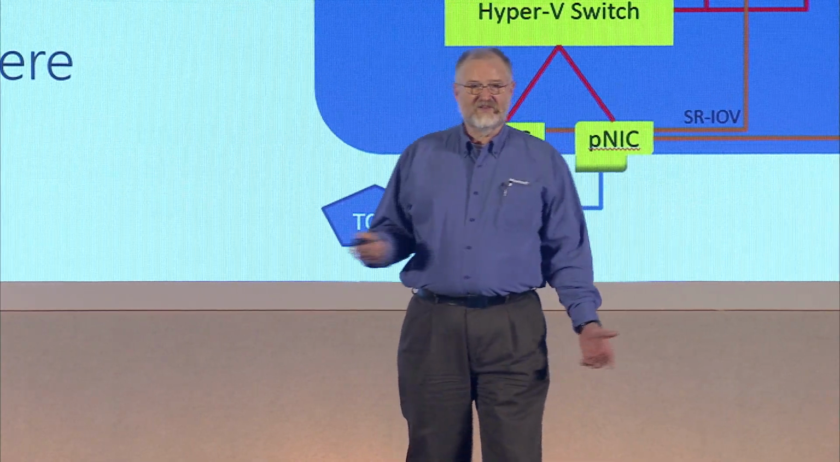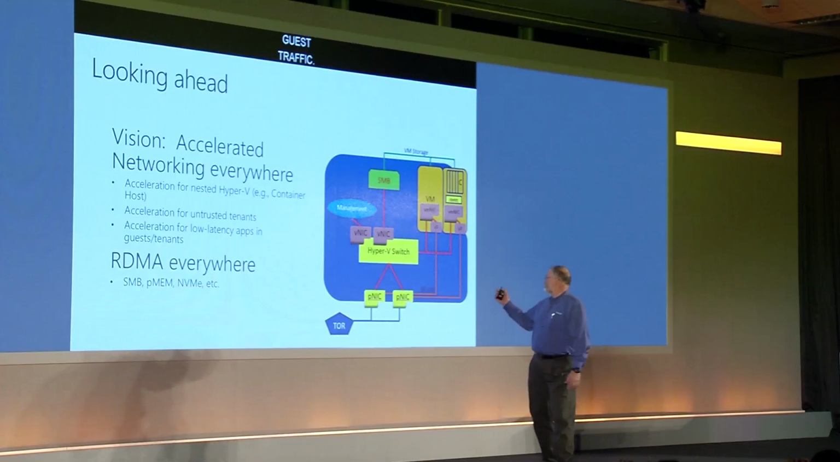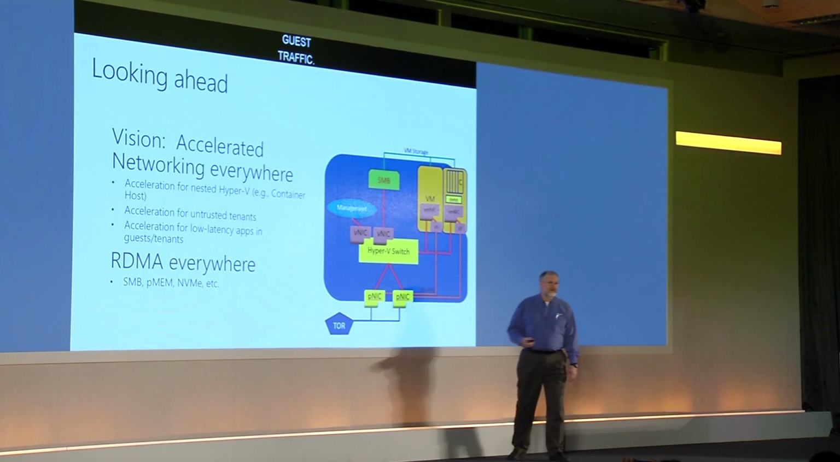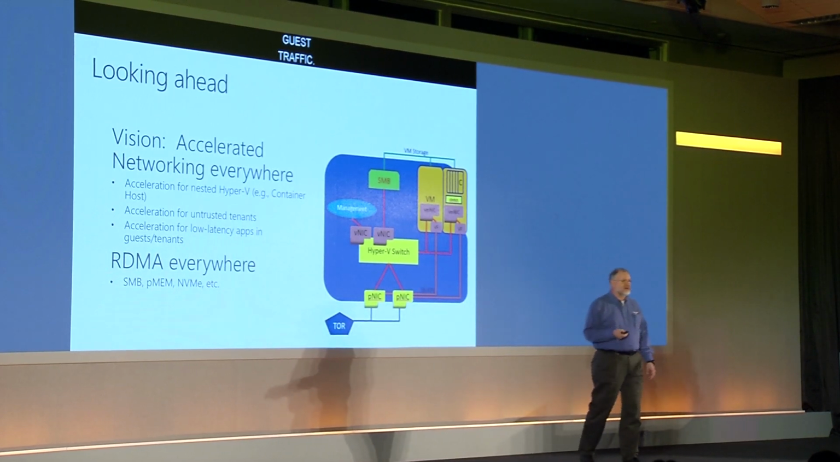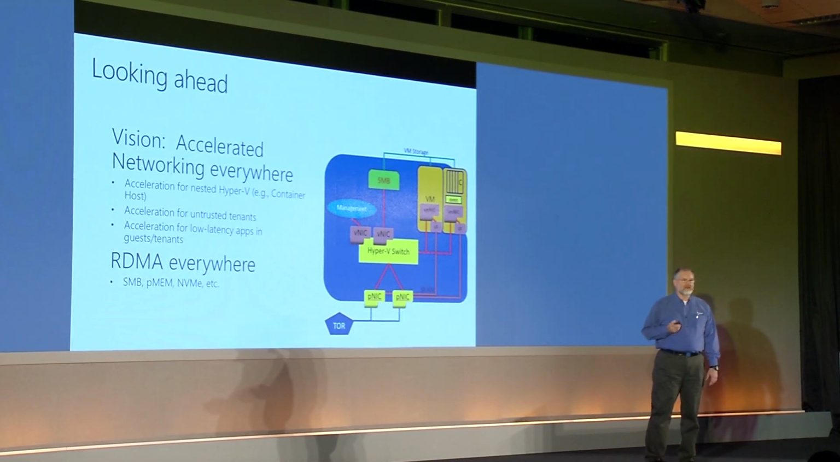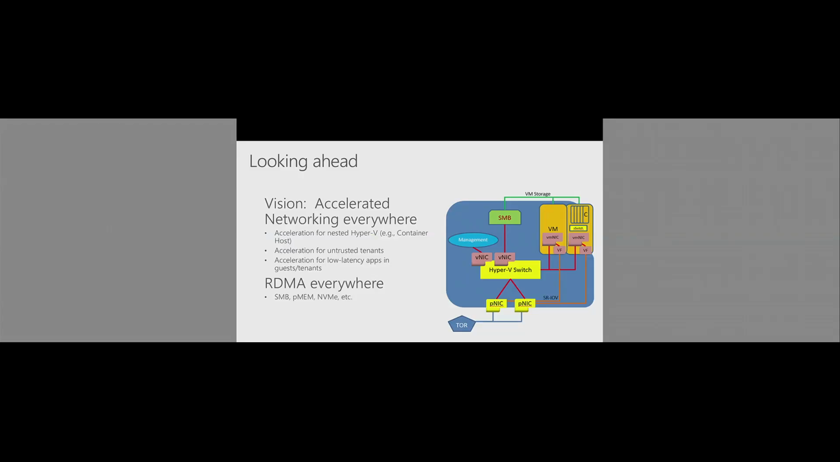So, what's our vision? We believe SR-IOV is going to be a key component of technologies going forward. Being able to bypass the host and go directly to the VM will be key to getting faster bandwidth in and out of the guests. So we think RDMA everywhere, for SMB, for persistent memory, for NVMe, NVMe-oF. These are all RDMA-based technologies. So we really believe that RDMA will be crucial to the future.